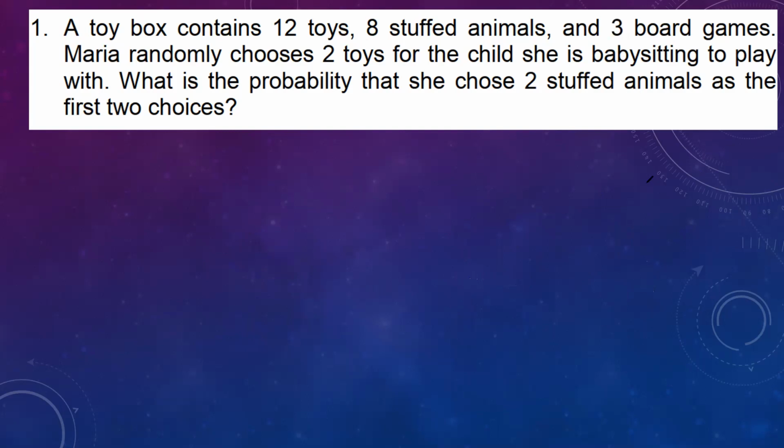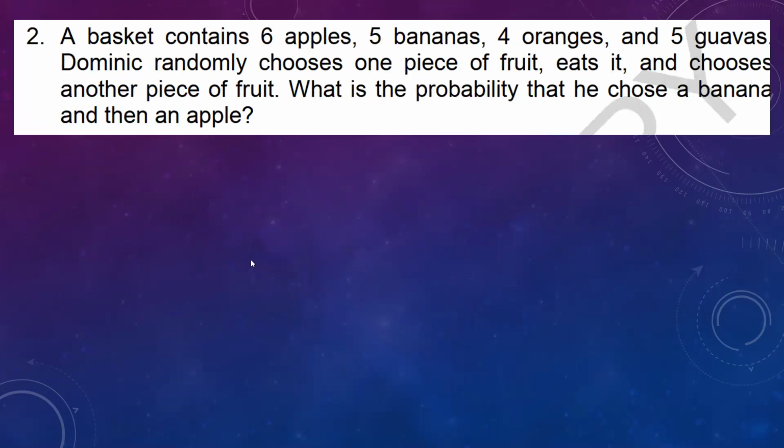Let's have another one. A basket contains 6 apples, 5 bananas, 4 oranges, and 5 guavas. Dominic randomly chooses one piece of fruit, eats it, and chooses another fruit. What is the probability that he chooses a banana then an apple? If that is the given, babalik pa kaya yung pinili niya? Hindi na, kinain na eh. Hindi naman sinabing pinaltan niya yung kinain niya. So ibig sabihin, this is dependent.